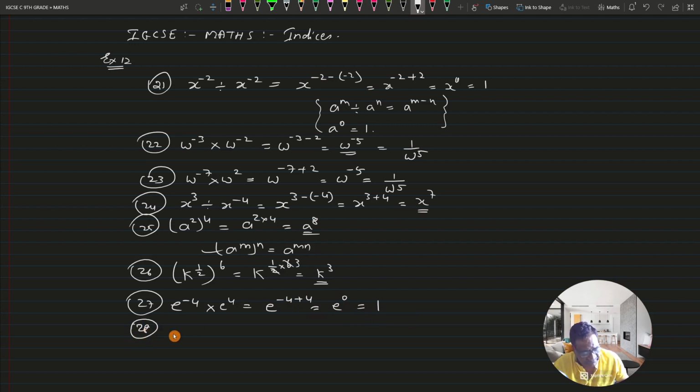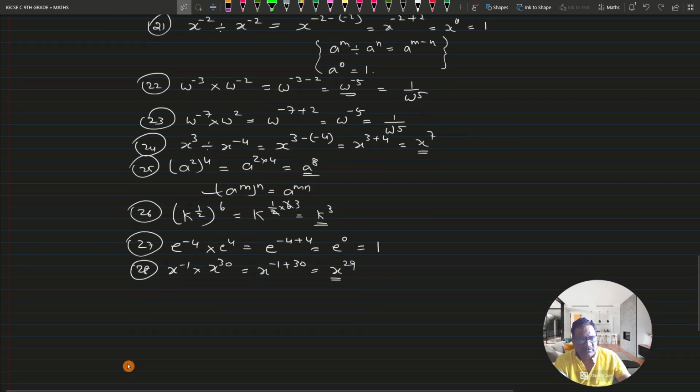28. x raised to minus 1 times x raised to 30. This will work out to x raised to minus 1 plus 30, which is equal to x raised to 29. Is that okay? Fine.